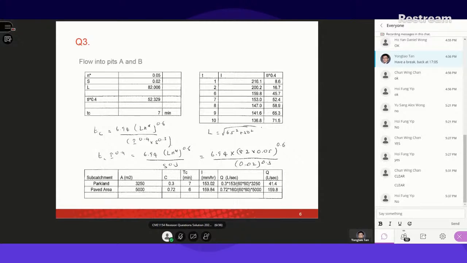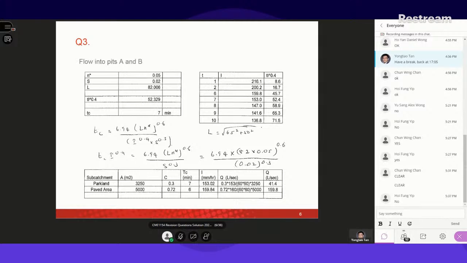Now you can refer to the questions you downloaded from Canvas. First, we need to determine the time of concentration of subcatchment A, the parkland, and also the time of concentration of the paved area. For the paved area, the time of concentration is given: 6 minutes. But for the parkland, the time of concentration is unknown, so you need to calculate it.